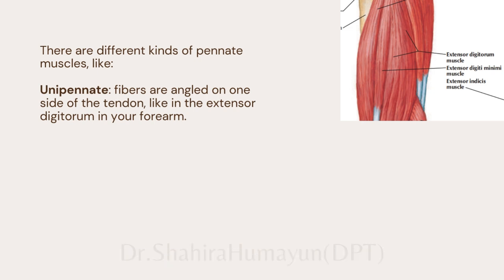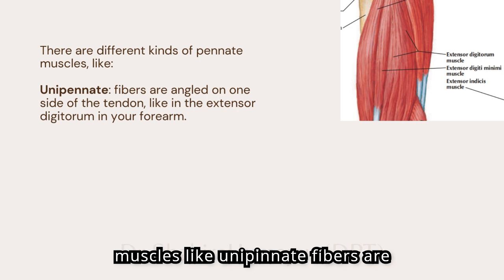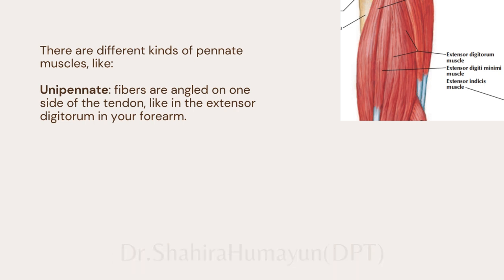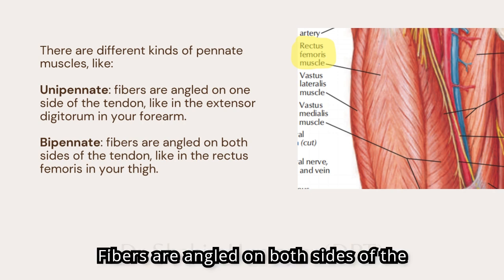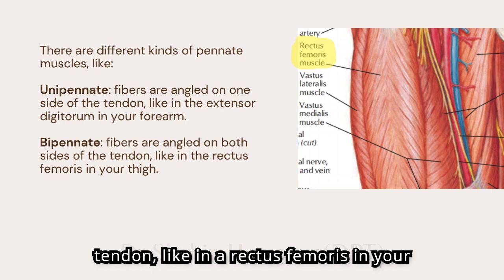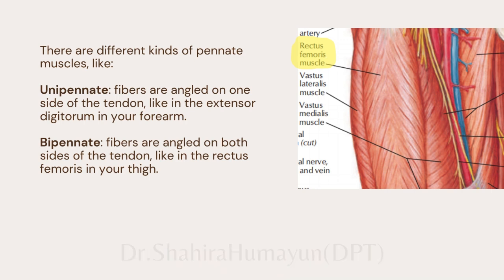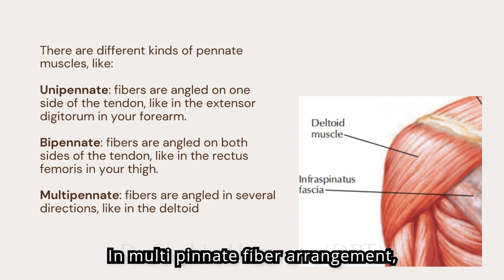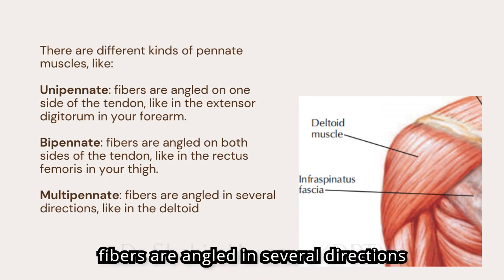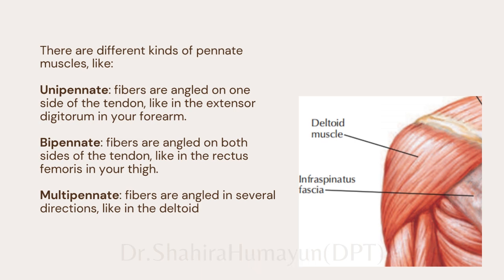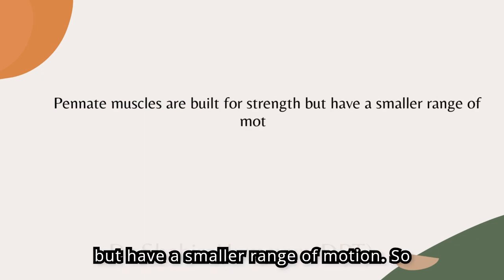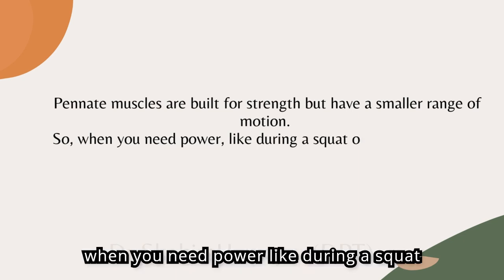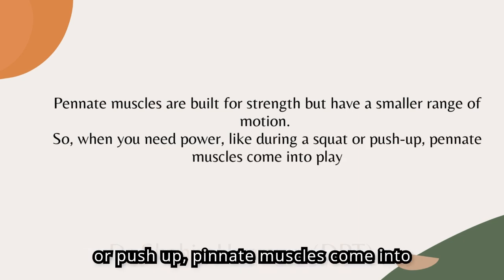There are different kinds of pennate muscles. Unipennate: fibers are angled on one side of the tendon, like in extensor digitorum in your forearm. Bipennate: fibers are angled on both sides of the tendon, like in rectus femoris in your thigh. In multipennate fiber arrangement, fibers are angled in several directions, like in deltoid. Pennate muscles are built for strength, but have a smaller range of motion. So, when you need power, like during a squat or push-up, pennate muscles come into play.